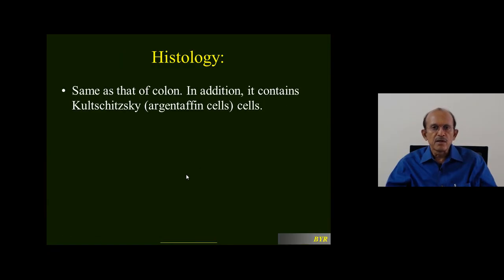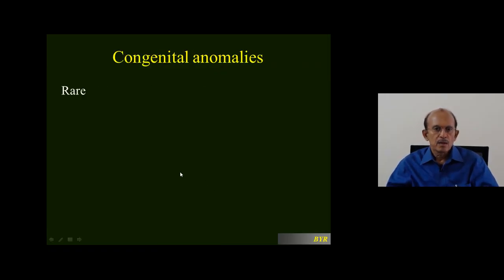The histology of the appendicular wall is the same as that of the colon. In addition, it contains Kulchitsky cells, or the argentaffin cells, and these cells are responsible for the origin of the argentaffinoma, or the carcinoid tumor. Congenital anomalies are rare. There is agenesis and duplication.